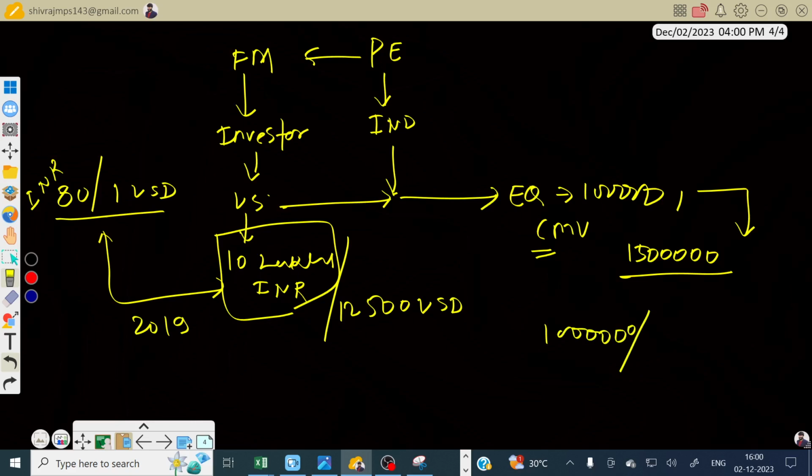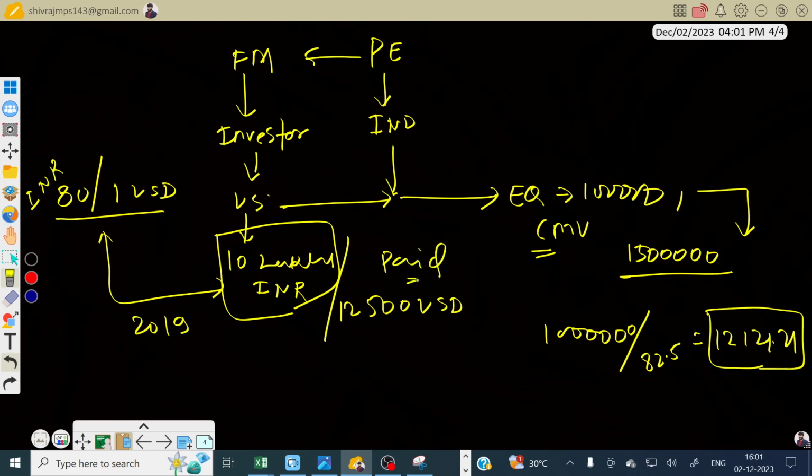10 lakhs divided by 80, let's say 82.5, which is the current market dollar price. Maybe I don't have exact data, but I'm just assuming. Let's say the rupee value is 82.5. So 10 lakh divided by 82.50. So that becomes 12,121.21.